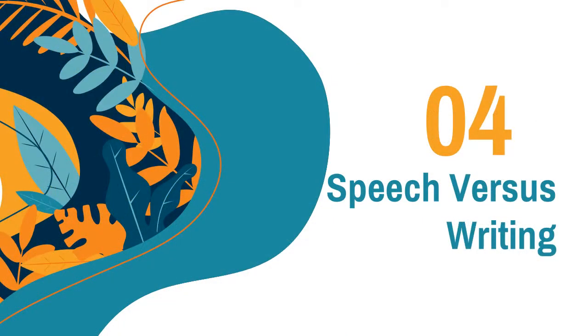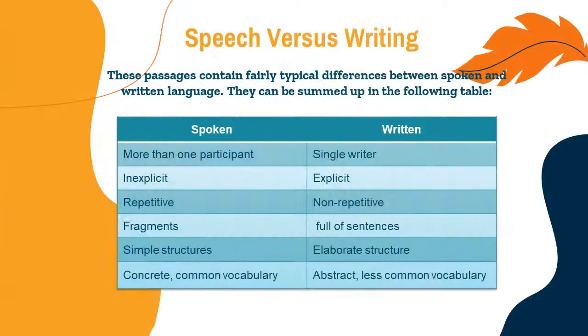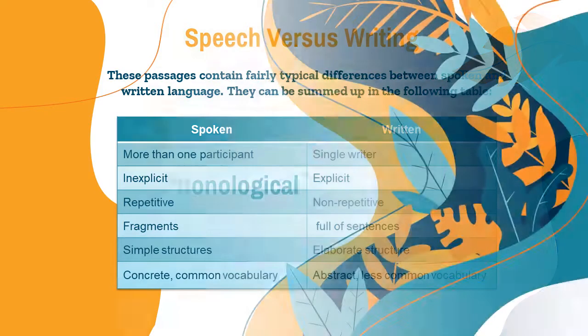The fourth is speech versus writing. There are typical differences between spoken and written language, whereas spoken is usually inexplicit with simple structure and only fragments, but written is always explicit and full of sentences.